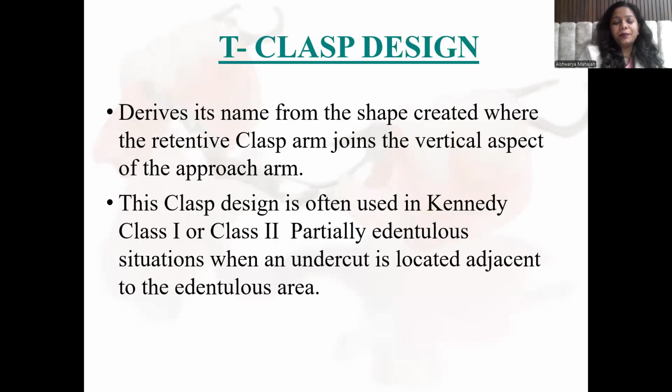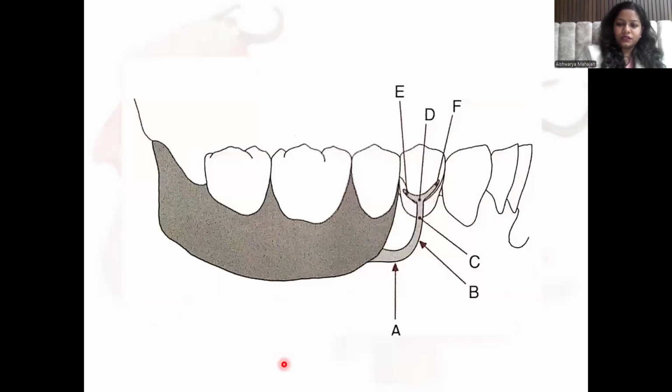The first example of the infrabulge clasp is the T-clasp design. It derives its name from the shape created where the retentive clasp arm joins the vertical aspect of the approach arm. This clasp design is often used in Kennedy class 1 or class 2 partially edentulous situations where an undercut is located adjacent to the edentulous area.